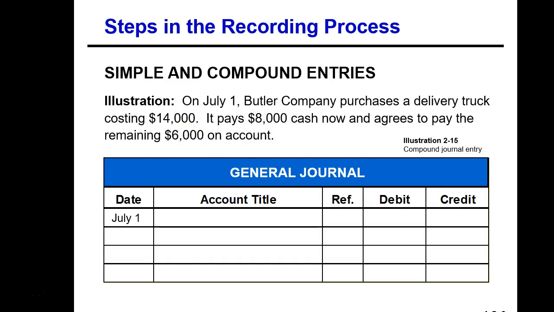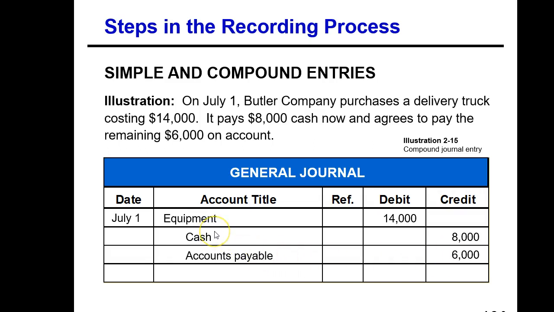Now apply the rules of debits and credits. The equipment account goes first because it has been debited. The account to be debited is already written first in the journal. So we have the account title, record the $14,000 in the debit side. Then I'm going to indent, write the cash account title, and record the amount of $8,000 on the credit side. And last, my accounts payable account. Notice that they're both on the credit side, so they're right up under each other, and I record the amount in the credit column.